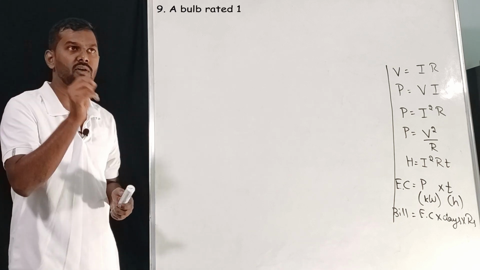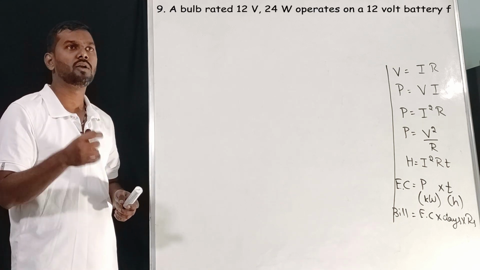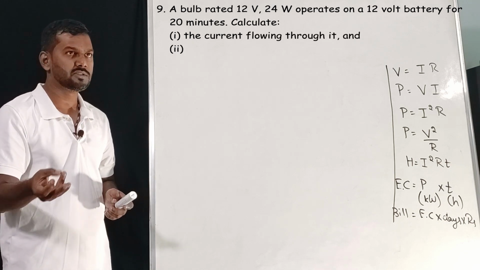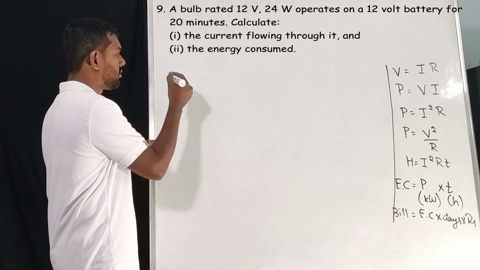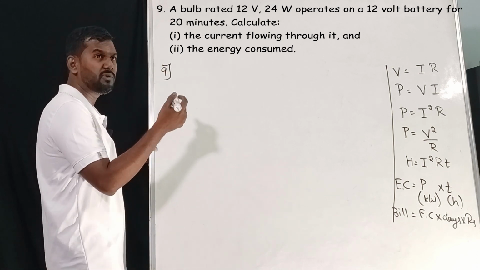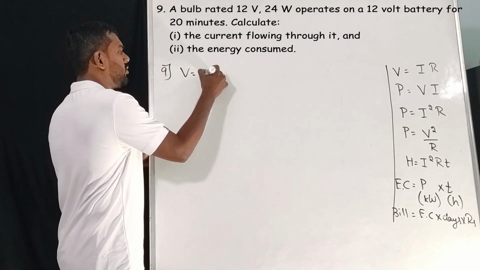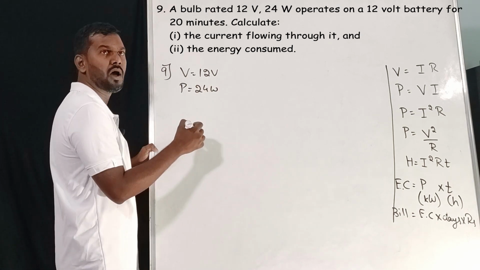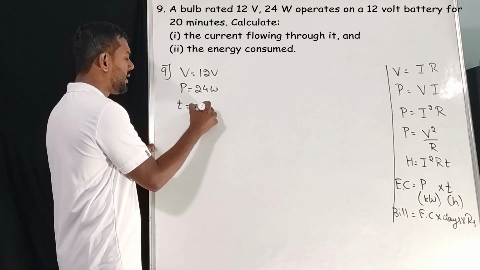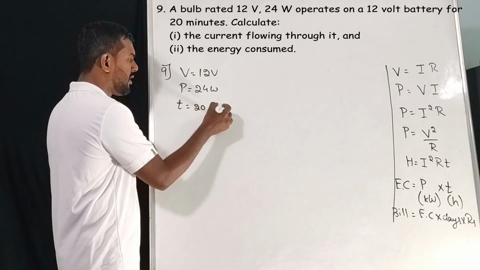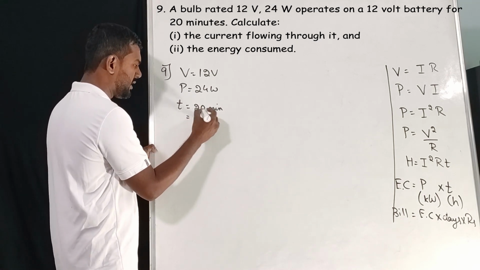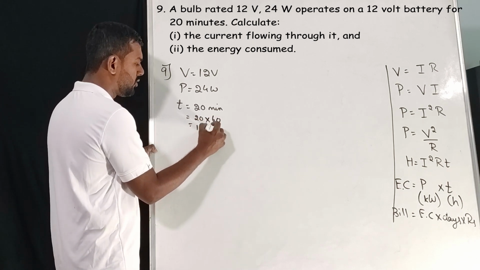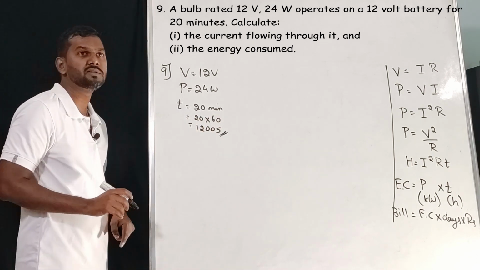Question number 9. A bulb rated 12 volt 24 watt operates on a 12 volt battery for 20 minutes. Calculate the current and energy consumption. Okay, very simple. Listen, question number 9. First we'll write the given data. V is equal to 12 volts. Power is equal to 24 watts. Operated for 20 minutes. We have to convert these minutes into seconds. 20 into 60, 2 6s are 12, 2 zeros, so 1200 seconds.